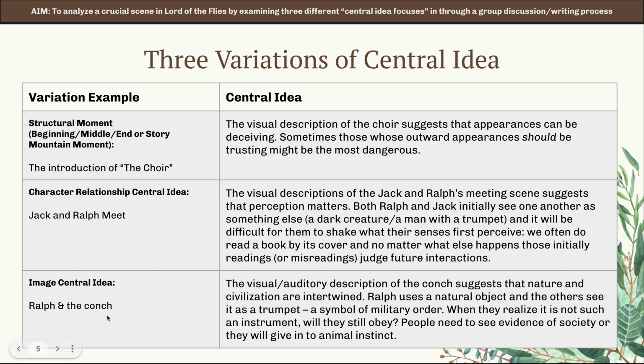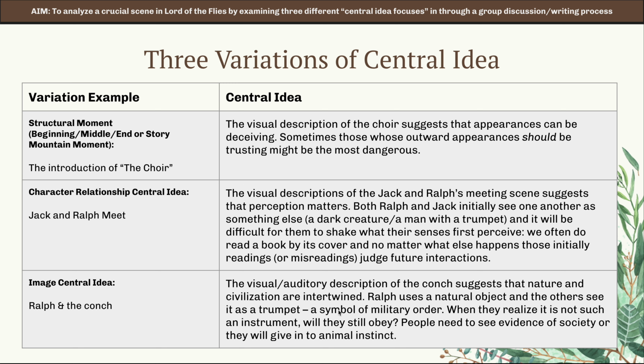Finally, there's the conch in this scene. So we have Ralph picking up a shell and blowing into it like it's a horn. That's a very powerful, famous visual metaphor in this book. What's interesting about it is Jack does think it's a trumpet, and a trumpet is something used like in the military to call to order, to wake people up.